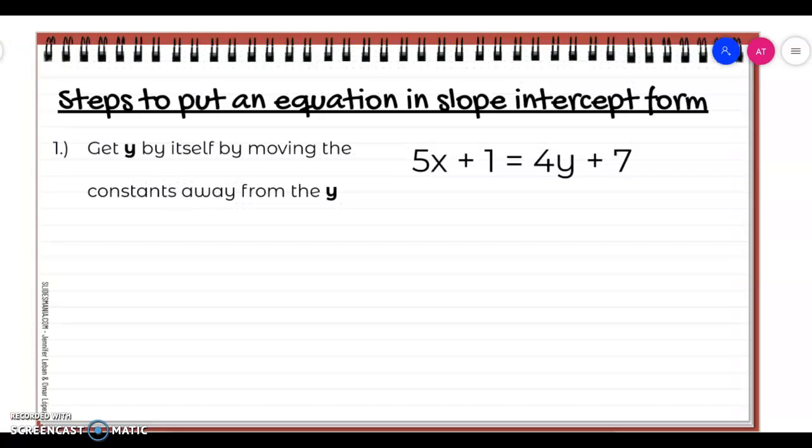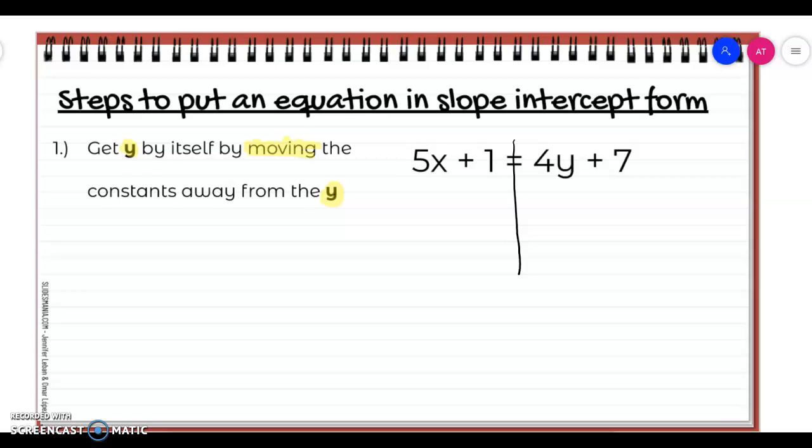So there's a few steps to put an equation into slope-intercept form, and it's pretty similar to our two-step or multi-step equation, and instead of solving for x, you're essentially solving for y. So the first thing that we need to do is get y by itself by moving the constants away from y. So what I'm going to do is I'm going to draw my line. I need to get this 4y on the left side completely by itself.